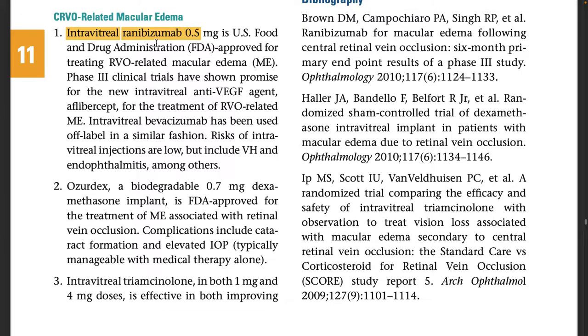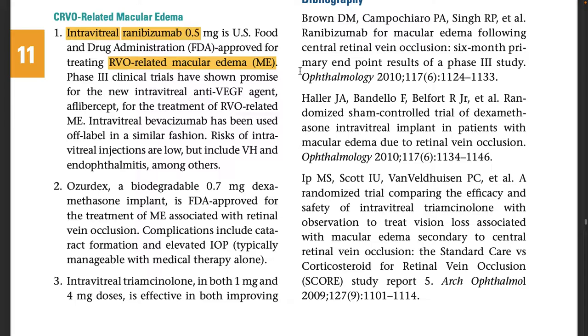So you give ranibizumab 0.5 mg to treat RVO-related macular edema. What about other macular edemas, diabetic retinopathy-related macular edema? You give ranibizumab. What about macular edema after cataract surgery? Also you give ranibizumab. So if you say so specifically, it looks like a very specific thing.